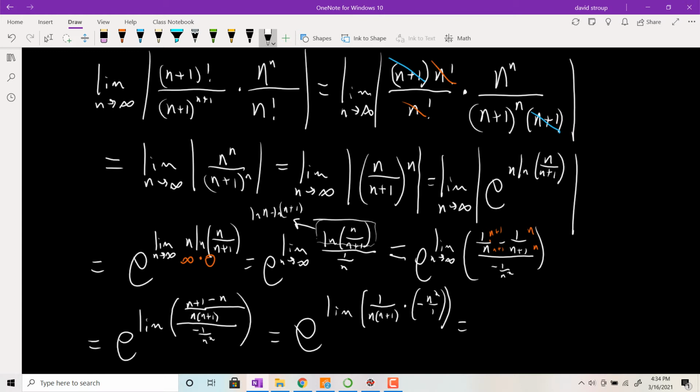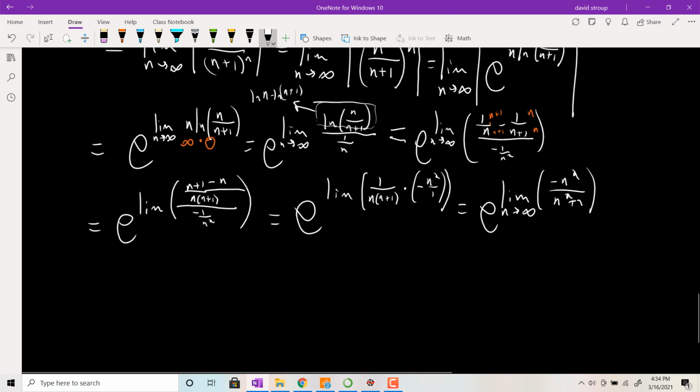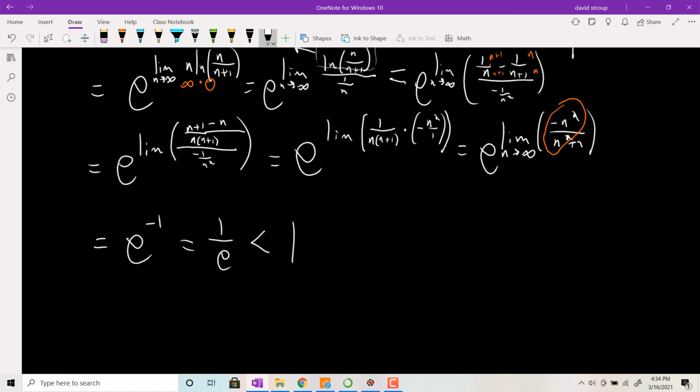And then we have e to the limit of negative n squared all over n squared plus n, as n goes to infinity. So then we could play the trick where you're circling the high degree terms. So negative n squared over n squared is just negative 1. So we end up with e to the negative 1, which is 1 over e, which is definitely less than 1, because e is like 2 point something. Okay. So hence it's absolutely convergent.